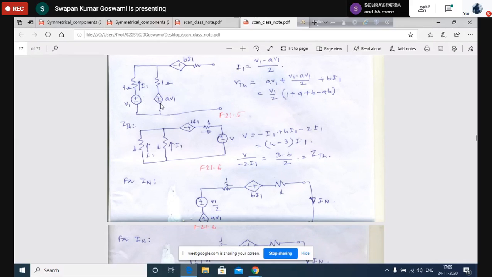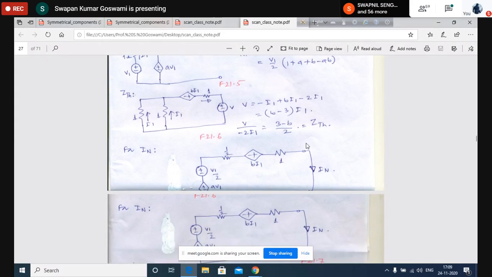Okay, clear. Now any further question? Figure 21.6 for Thevenin impedance calculation. Anybody? Any question?